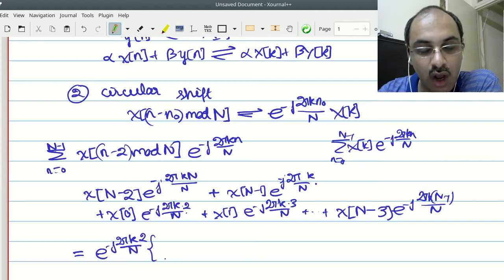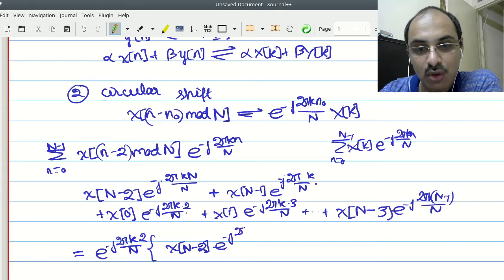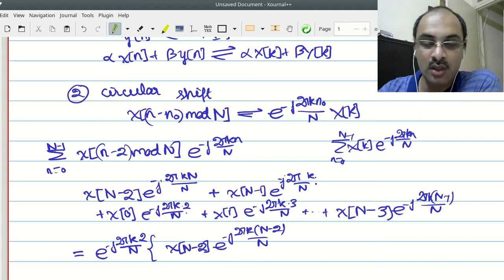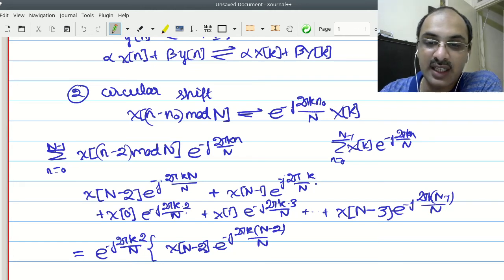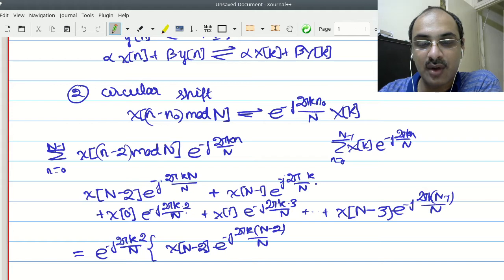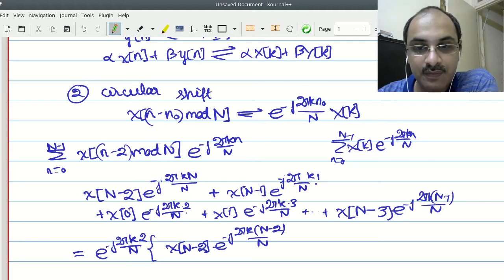I'm going to take it as common, which will yield, the first one is going to touch n minus 2, and I have taken e power minus j 2 pi k 2 out. So what remains is e power minus j 2 pi k n minus 2 upon n, which is indeed what I want. So over here, instead of writing it directly as 1, I'm going to write it differently. I had minus 2 pi k n, I took k out, so over here I'm going to have n plus 1.